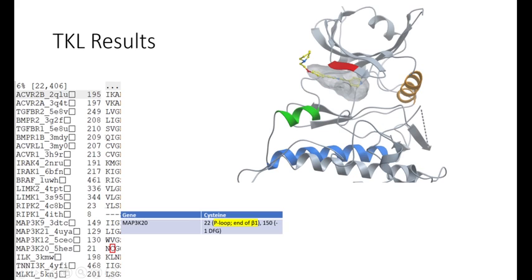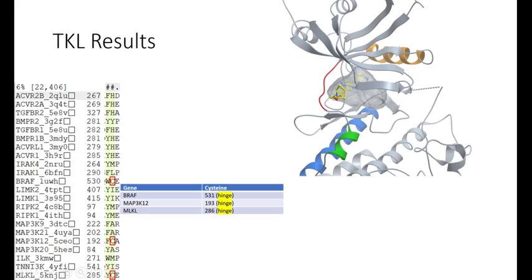There is 1 gene with a reactive cysteine located at the end of the first beta strand within the P loop region. 3 genes have reactive cysteines within the hinge region. These cysteines are not conserved within their respective kinase families.